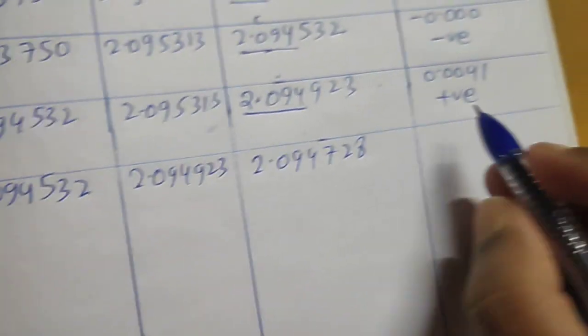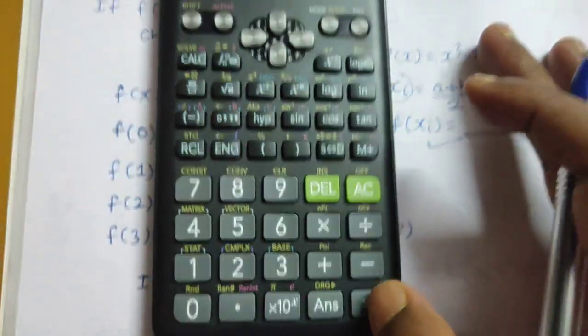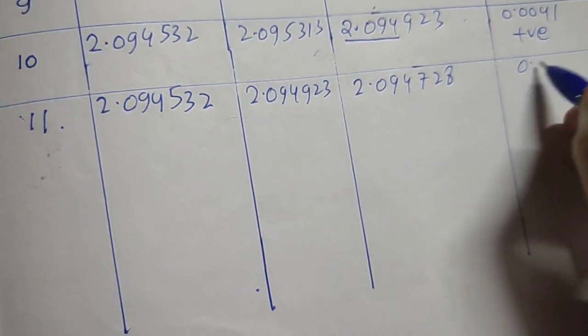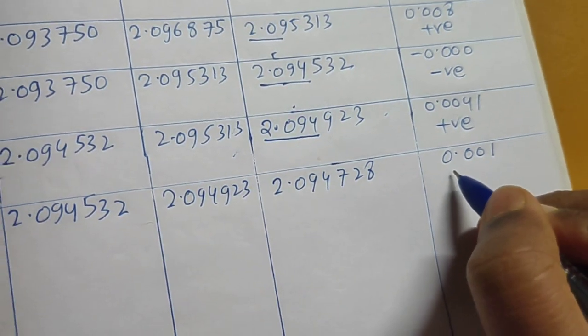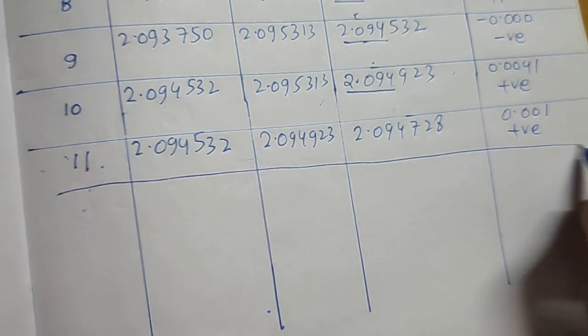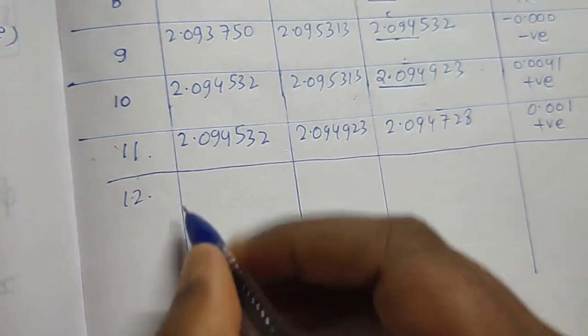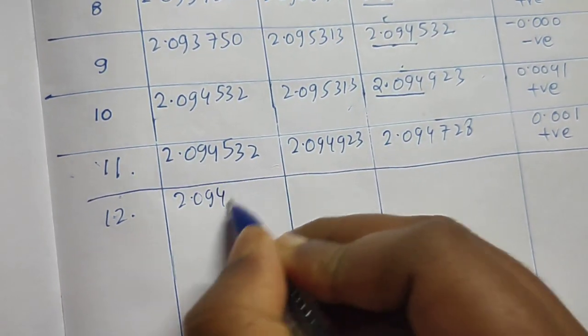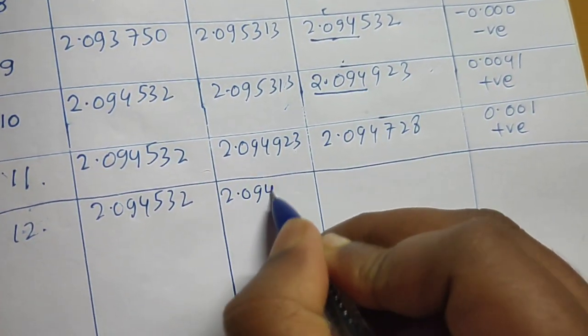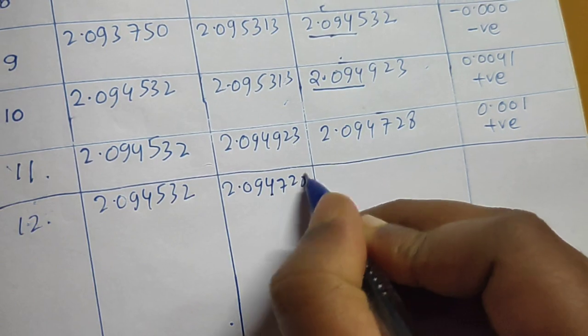Okay, and the value of the function is 0.001. I don't know how much more iteration I need for one more decimal value. So this is positive, and we are in the 12th iteration. This will remain as it is, because this is positive, so I will have to change to 2.094728.